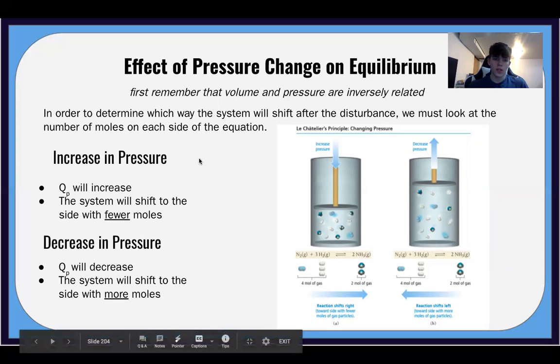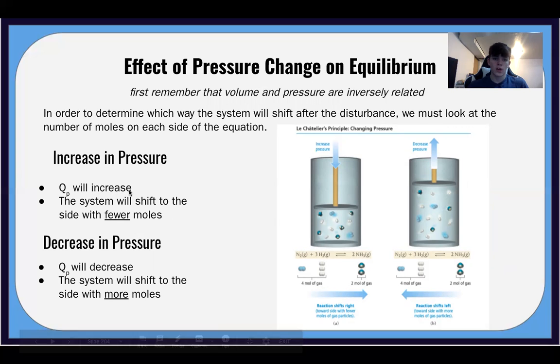So if we increase the pressure, this will cause QP to increase. And when you increase the pressure, the system will shift to the side with fewer moles. If we look at this example, we see that the pressure is increasing. Since there are 4 moles on the left side and 2 moles on the right side, the system will shift to the right because the right only has 2 moles.